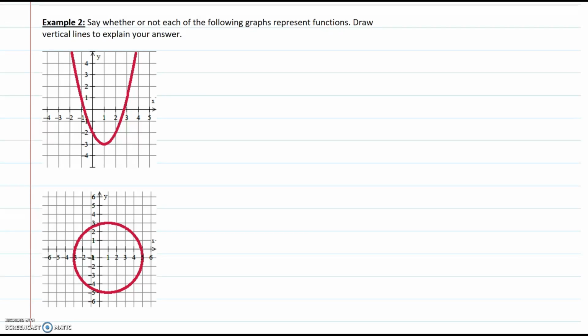So we're going to have a very quick video this time. We have to say whether each of the following graphs represent functions. We're going to use the vertical line test to do that. And all that means is draw vertical lines up and down through your graph.